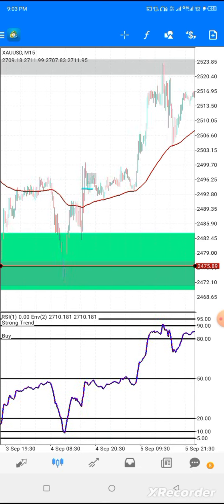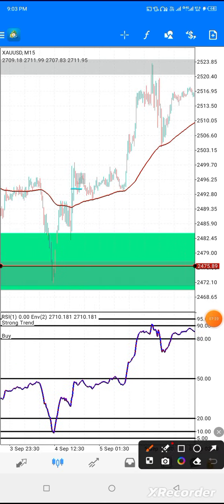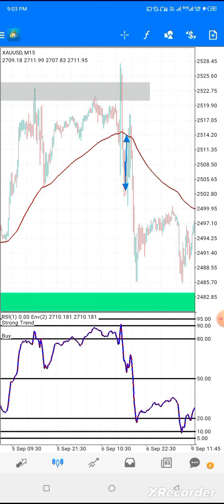And as you can see, yes, price came for a retest on the moving average. It could have been another entry. See a retest, and look at that move. Your stops would have been right below here. Look at that move.